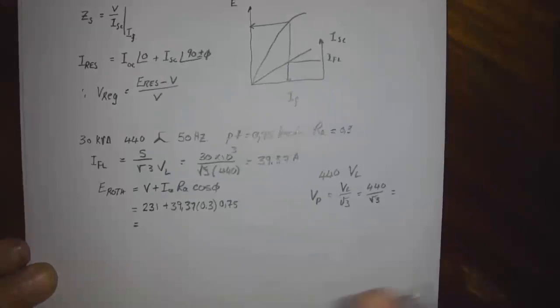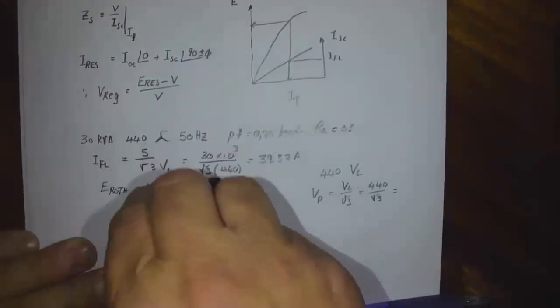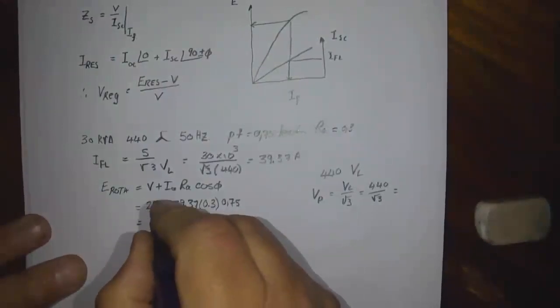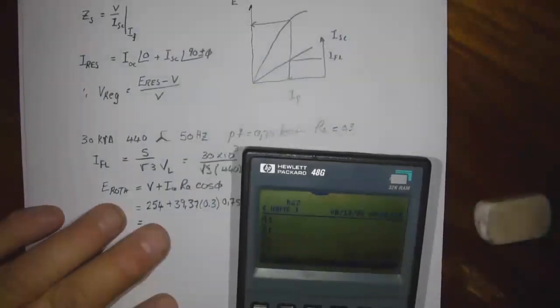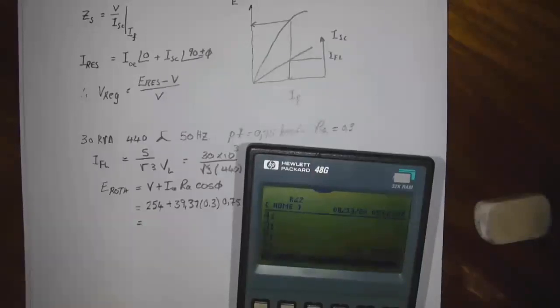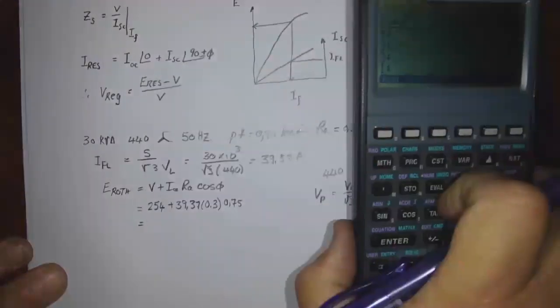I'm getting 254, sir. 254? Yes, sir. Okay. 254. Yeah, you're right. My memory is not so good anymore. All right, so 254 plus 39.37 times 0.3 times 0.75. That's 266.59. So make it 266.6.